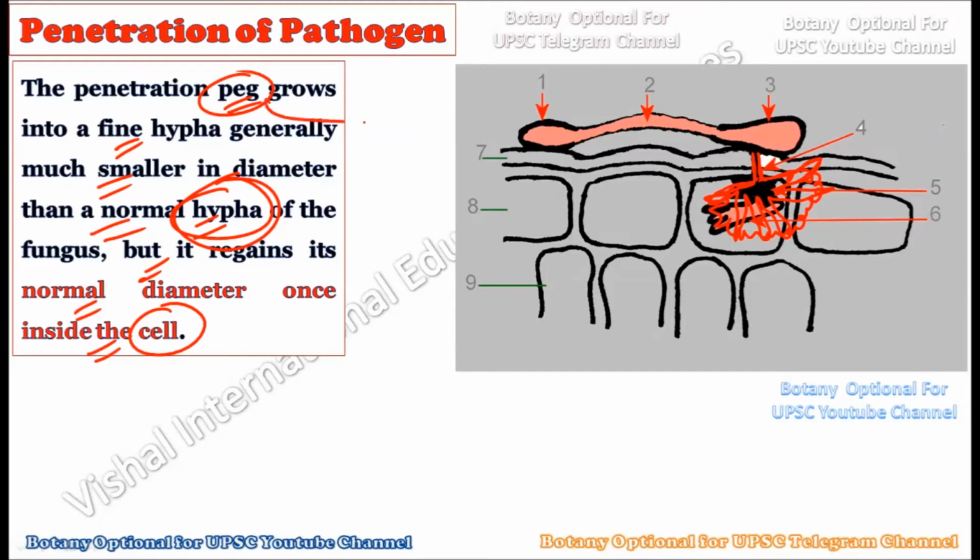Then you should remember here that the peg first creates hyphae which are smaller in diameter, but once it is present inside the plant body, this hypha will grow into the normal fungus-like body.